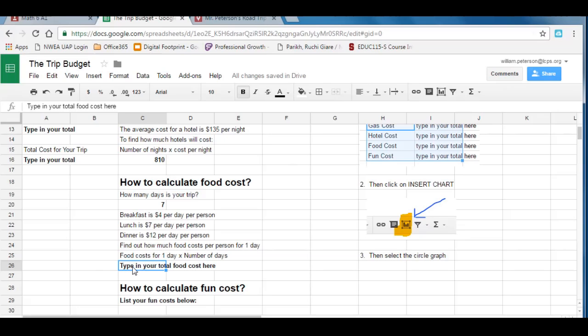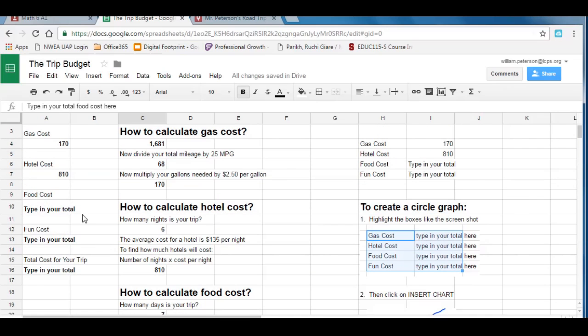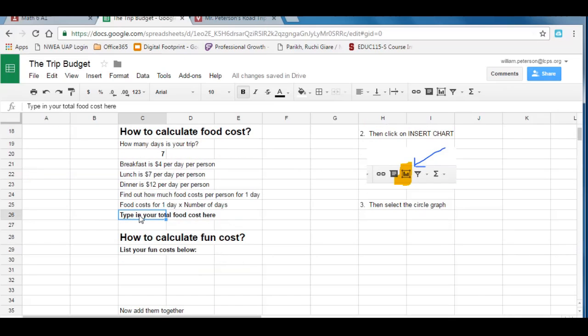So one person is going to cost $161. For 3 people, if I do times 3, it's going to give me a cost of $483 for food. And so I need to make sure that I type in my total food costs. I'm going to make a little note: this is going to be for 3 people for 7 days.